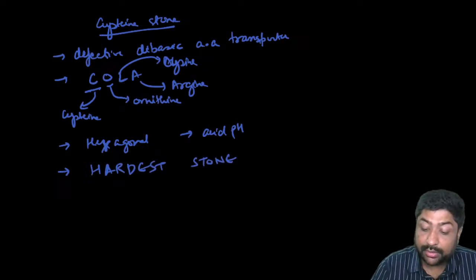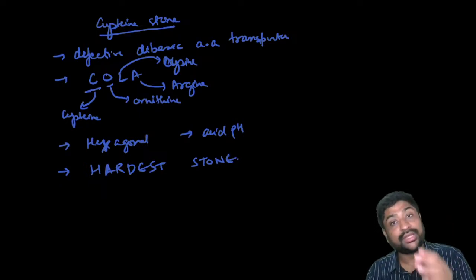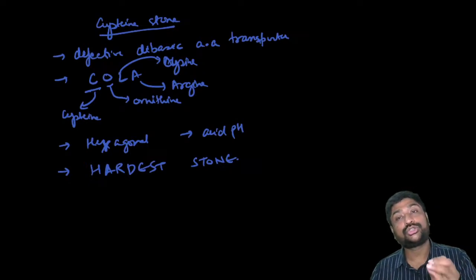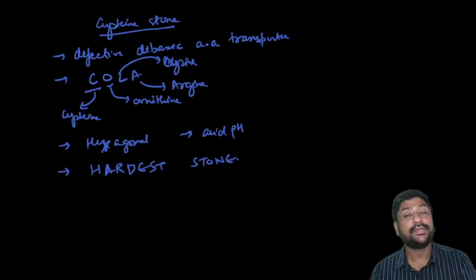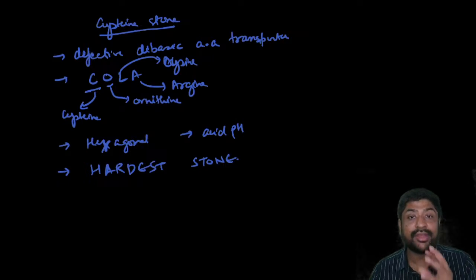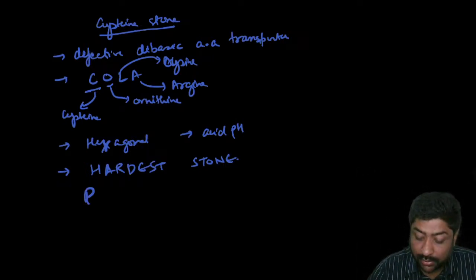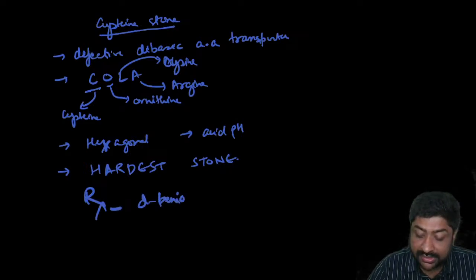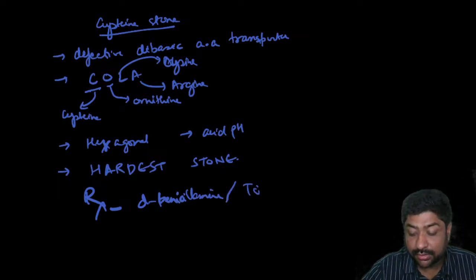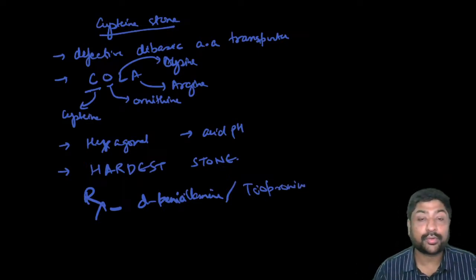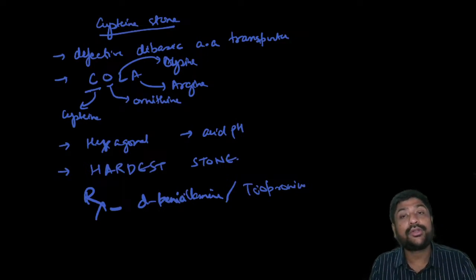Whenever a question mentions a cystine stone, even if the size is small, you will never use extracorporeal shockwave lithotripsy to break these stones because they are very hard. Is everybody clear? How do we treat it? We treat it with D-penicillamine. Another drug which we use is tiopronin, and all of these increase the solubility of cysteine.